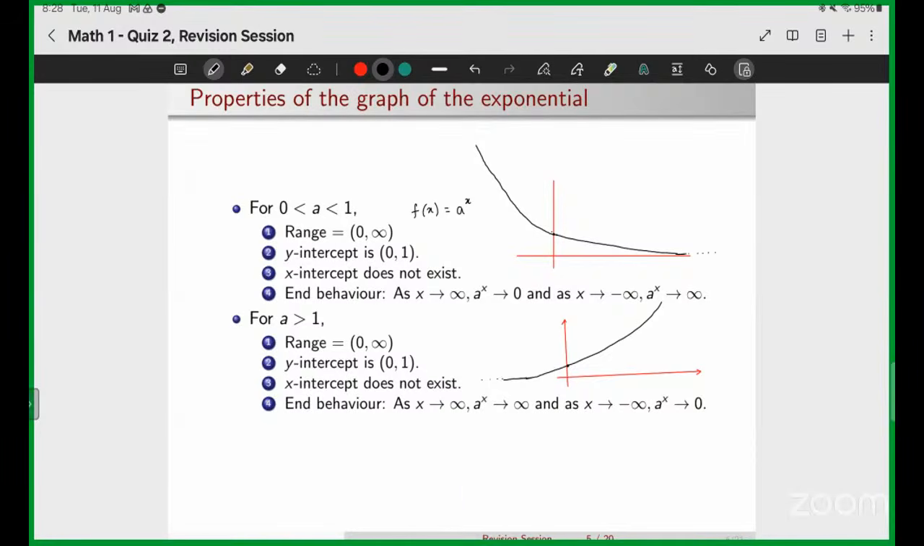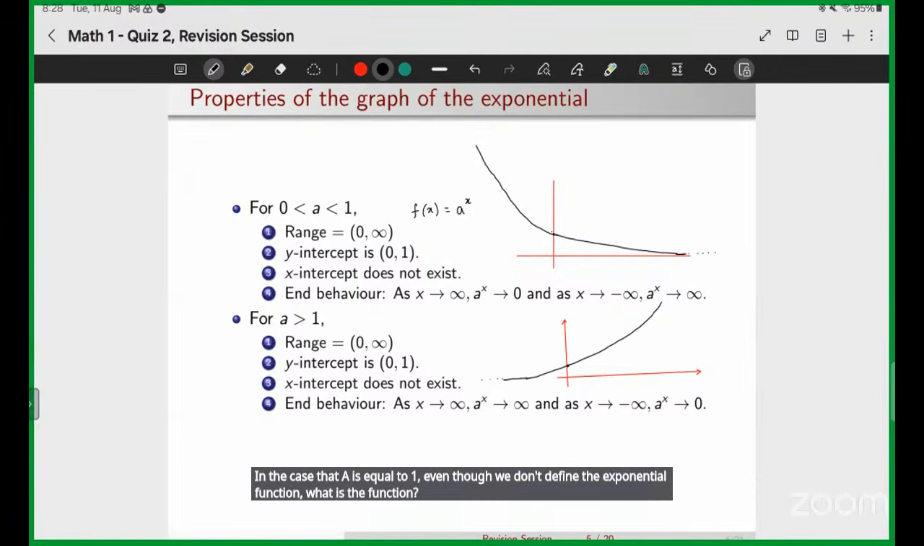Now, of course, what happens in the case that a is equal to 1, even though we don't define the exponential function? What is the exponential function if it were to exist when a is equal to 1?